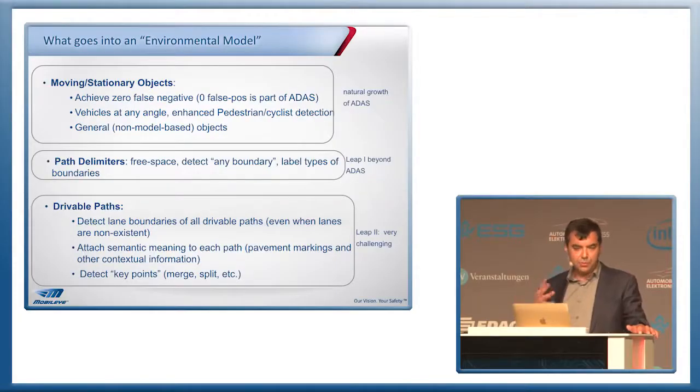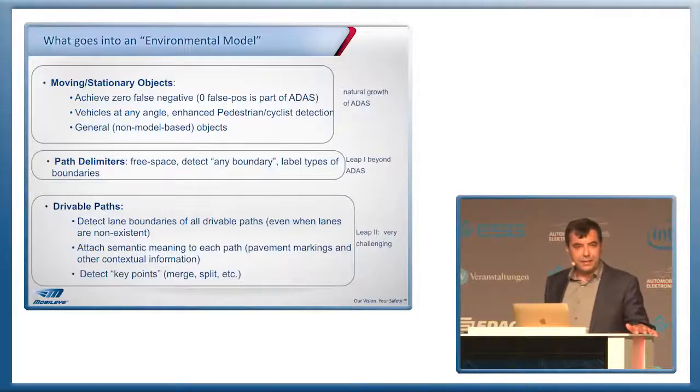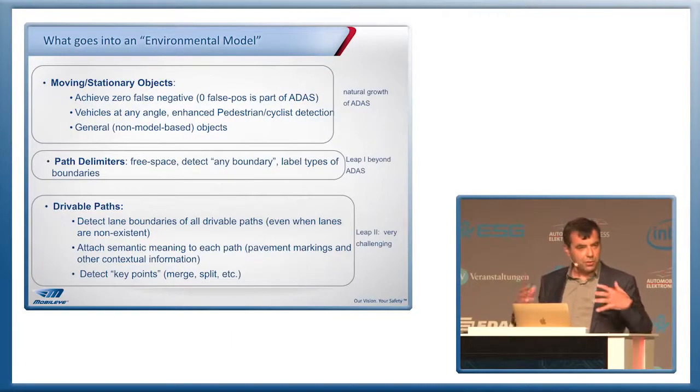So the first one is all these moving and stationary objects. First, achieve zero false positive, zero false negative. Zero false positive is already part of ADAS, but zero false negative is really what is necessary for autonomous driving. Vehicles at any angle, not just the rear of the vehicle. Pedestrian detection needs to be enhanced considerably because we need to know what the people are doing. Not only that there is a pedestrian there, but is the pedestrian looking at me? What is the pedestrian doing? Where is the pedestrian standing, on the sidewalk, on the road? And then general obstacles. The point I want to make here is that this is the easy part. This is a natural growth of driving assist. I'm not saying easy is maybe the right word, but it's the natural growth of driving assist.